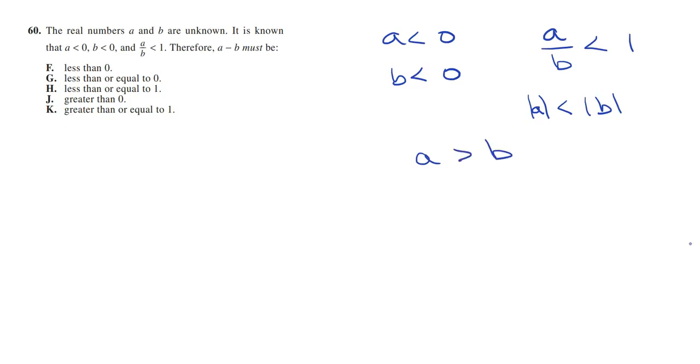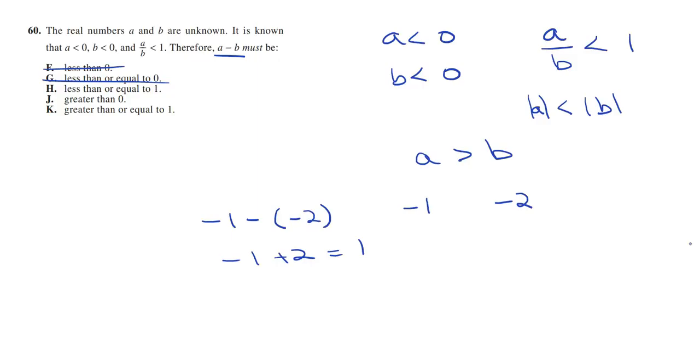So let's pick any value of A, and we can start with 1 and 2. So A is going to be -1, B is -2. So we are going to now put that in here. A minus B, A is -1 minus -2, -1 plus 2, which is equal to 1. So let's use this to see if we can eliminate some answer choices. Less than 0, no. Less than or equal to 0, no. Less than or equal to 1, potentially. Greater than 0, potentially. Greater than or equal to 1, potentially.